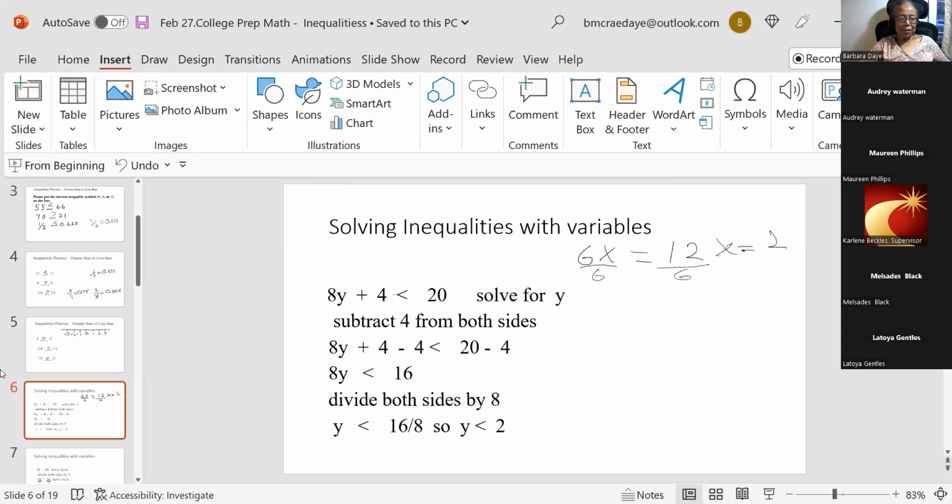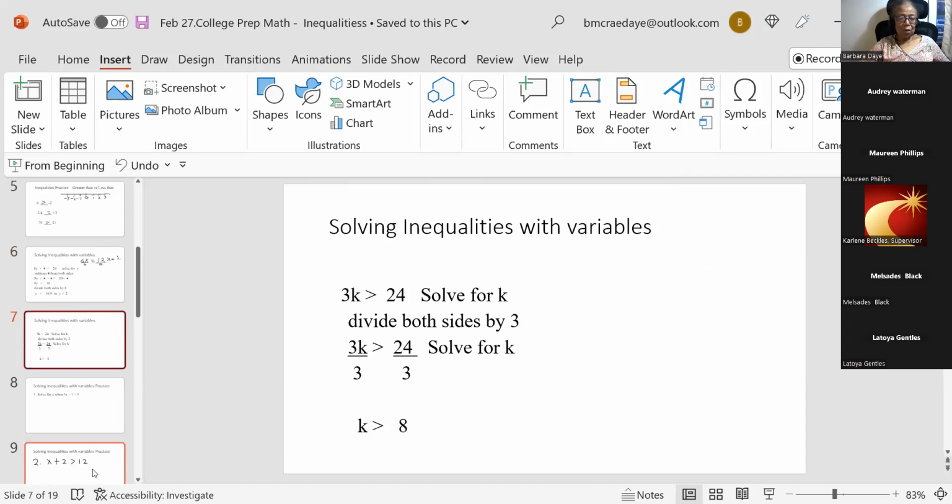Okay, all right, here's another example. 3k greater than 24. That's a multiplication, so you divide both sides by the 3, right? You're left with just k on the left and 8 on the right, and in the middle, that inequality sign, greater than. So your answer is k greater than 8.